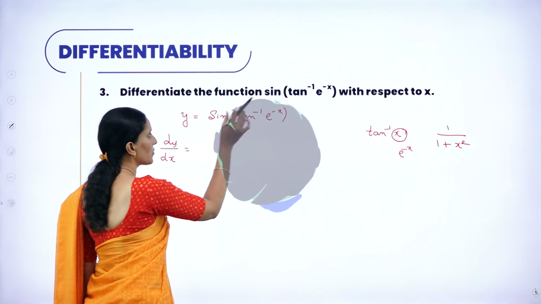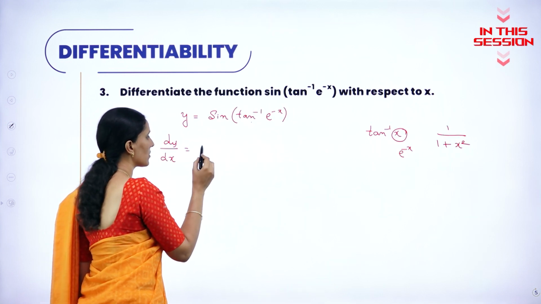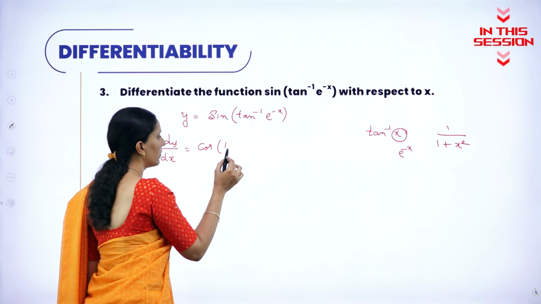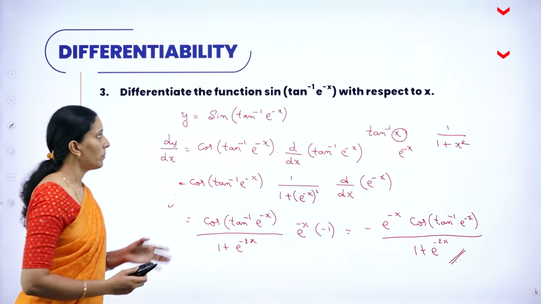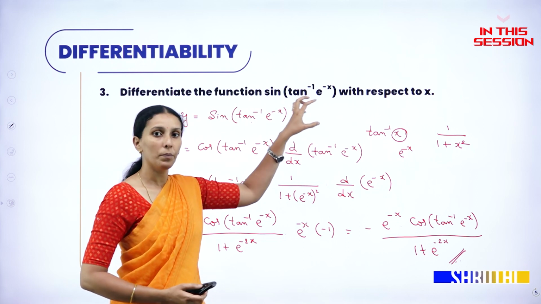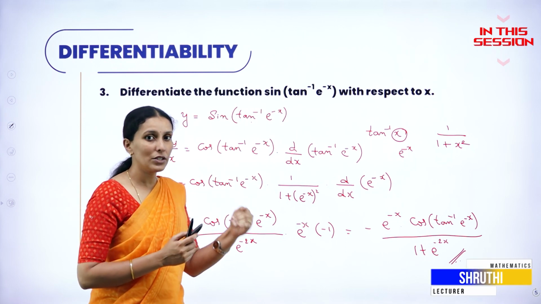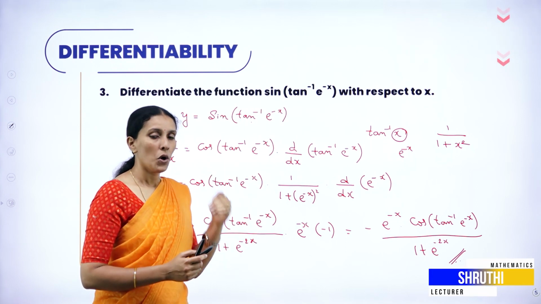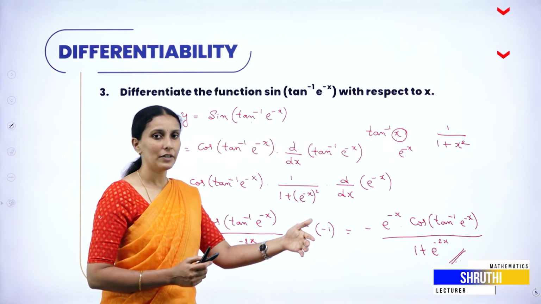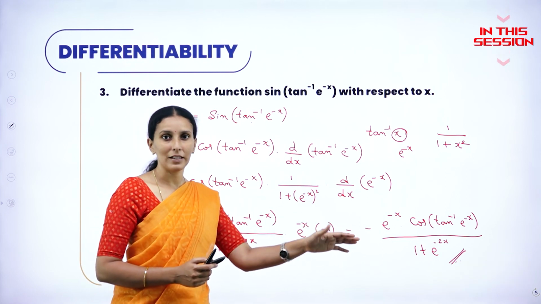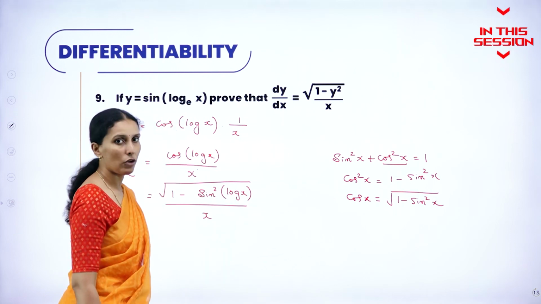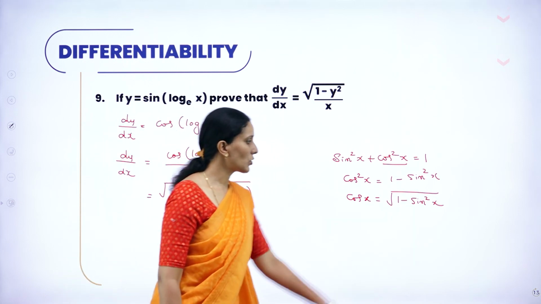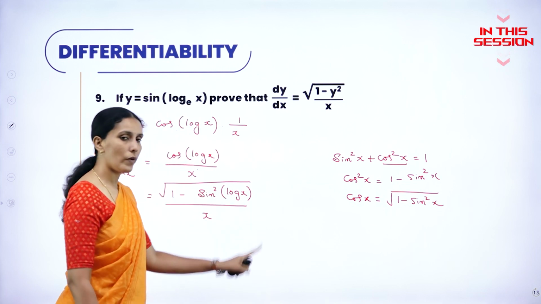What is the derivative of sine of any variable? It is cos. So therefore, cos of tan inverse e power minus 6. So be very careful when you have a composite function. You have to use the chain rule one by one. So that is one derivative of the function. After that, again one more derivative of the other function. So using the same concept here, in the place of x you have log x here. So 1 minus sine square x becomes 1 minus sine square log x.